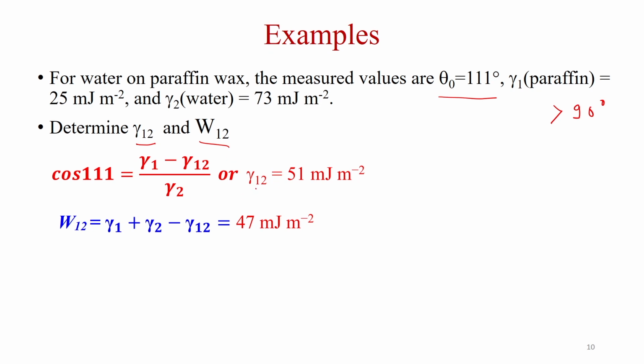So, we can easily calculate the value of interfacial tension, that is coming out to be 51 millijoule per meter square. Now, once gamma 12 interfacial tension is known, we can calculate the work of adhesion, gamma 1 plus gamma 2 minus gamma 12, its value is coming to be 47 millijoule per meter square. Now, we will see how we can go in either way. We can first calculate the W12, then we can calculate the interfacial tension gamma 12.